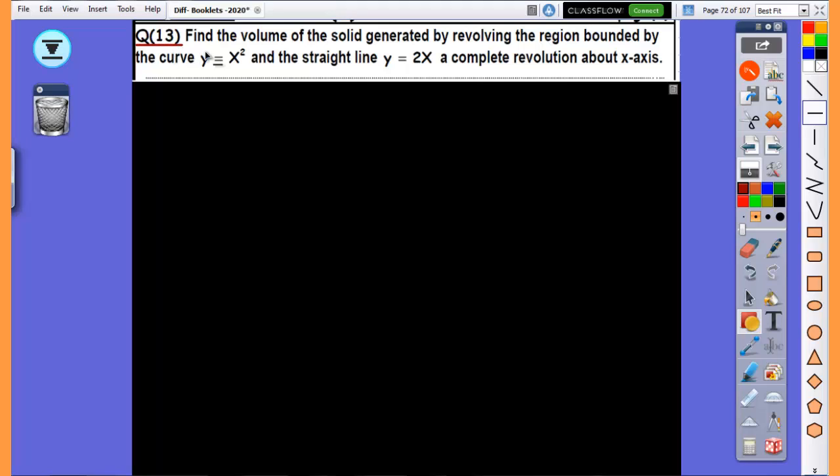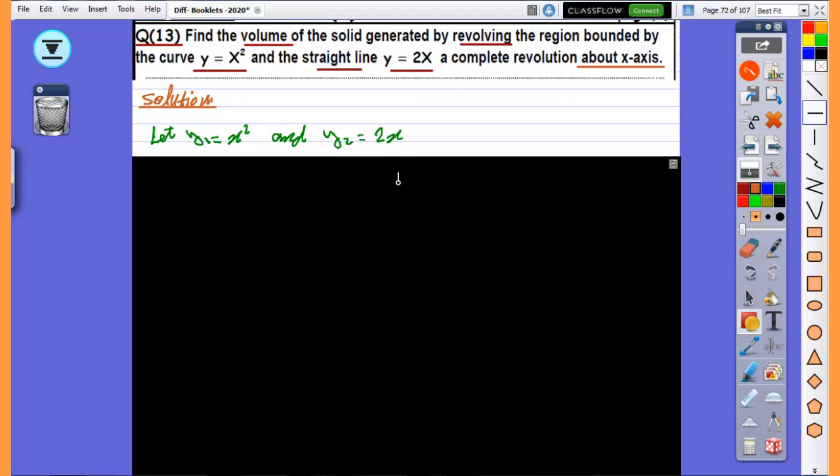Question 13. Find the volume of the solid generated by revolving the region bounded by the curve y equals x square and the straight line y equals 2x. Complete revolution about x-axis. Solution. First, let y1 equals x square and let y2 equals 2x.